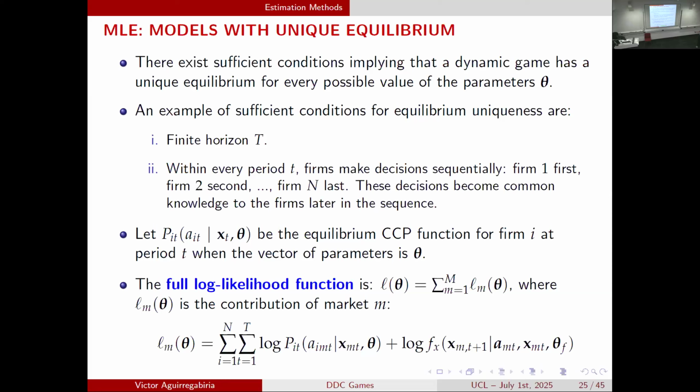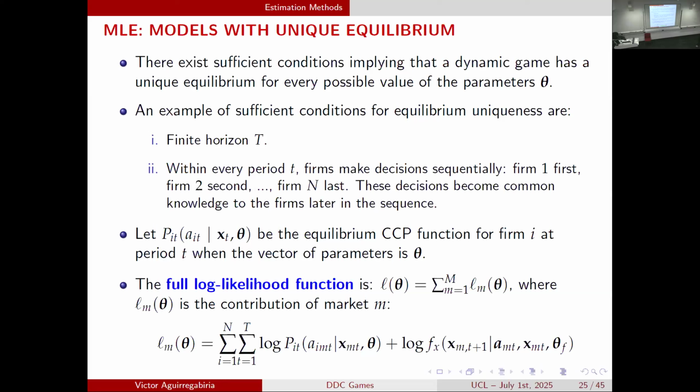Okay, which are these restrictions? These are not necessary, but they are sufficient restrictions. I think that they are close to the necessary, but anyways. The first restriction is that we have finite horizon. There is a finite number of periods, and everybody knows that we will be playing this game for 100 periods. And the second assumption is that at every period t, players play sequentially. First player one moves first, then player two, and so on.